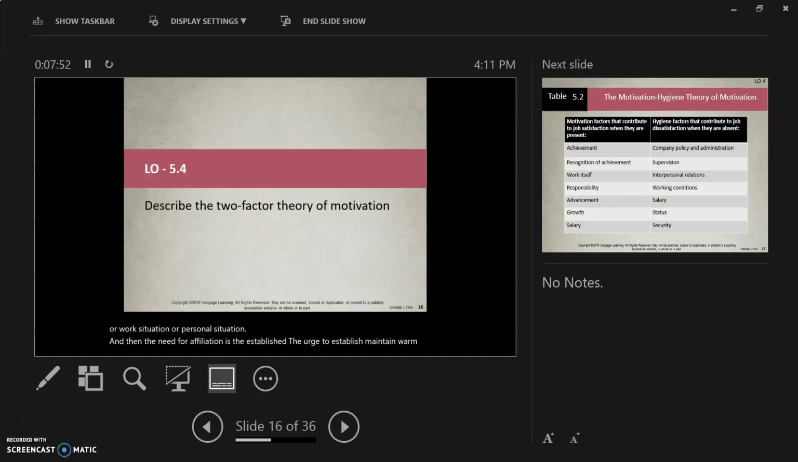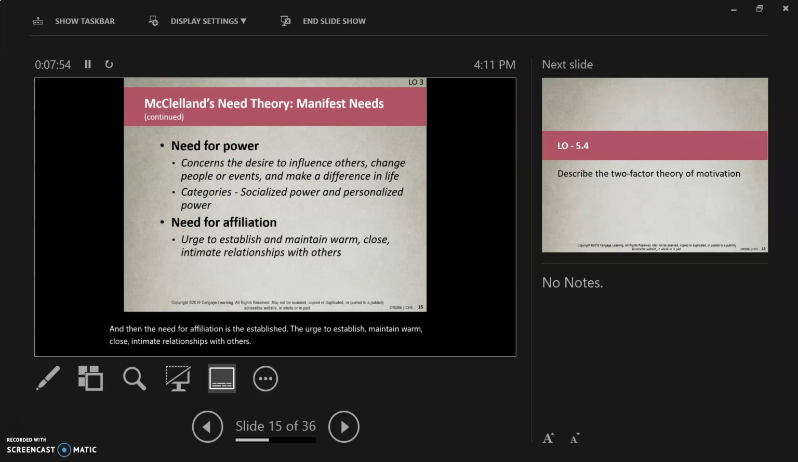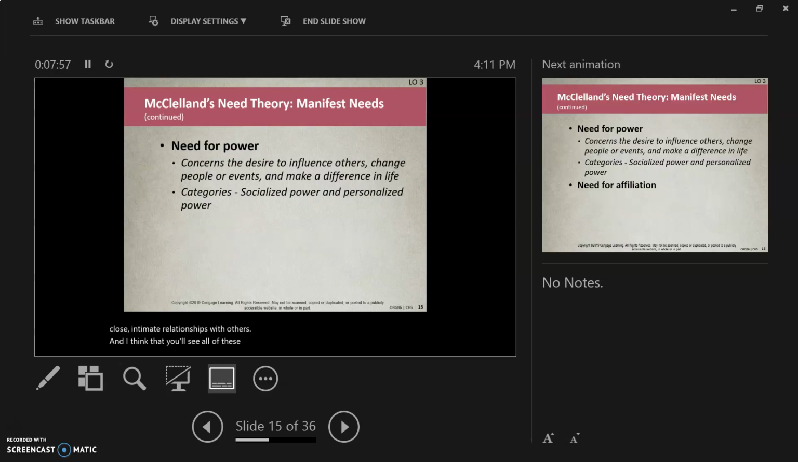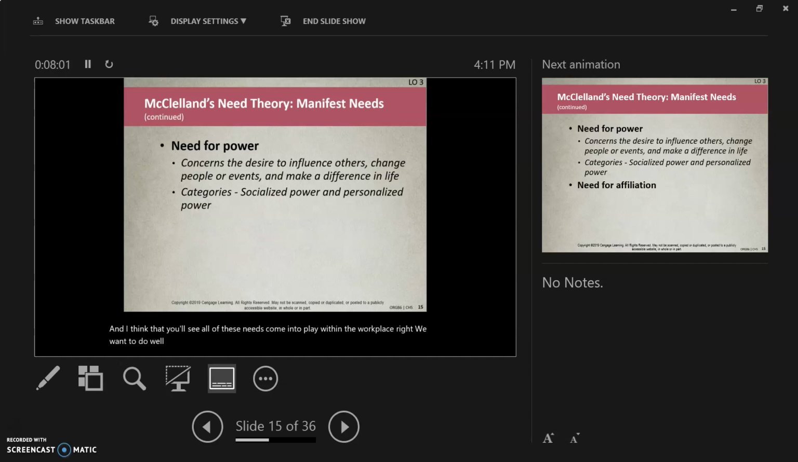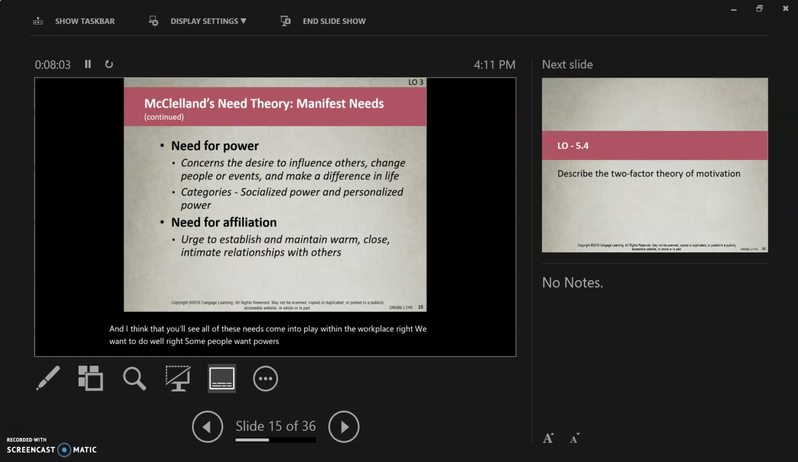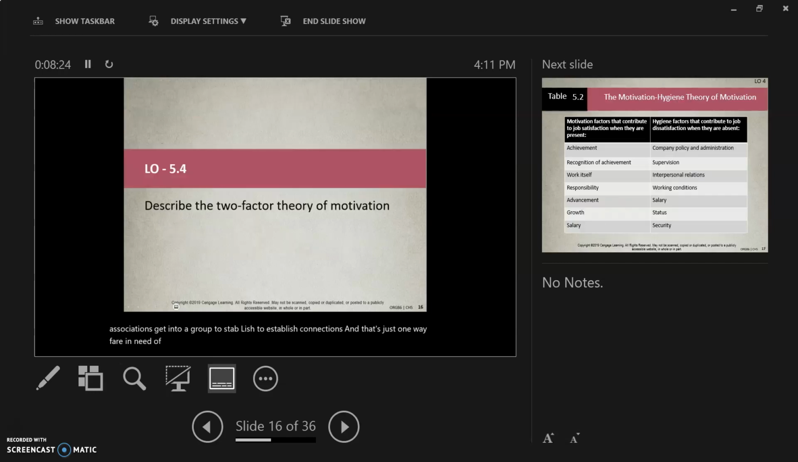And then the need for affiliation is the urge to establish and maintain warm, close, and intimate relationships with others. And I think that you'll see all of these needs come into play within the workplace, right? We want to do well, right? Some people want power, some don't. We want to be part of a group, and all these can be used to motivate individuals within the workplace as well. I've heard of affinity groups where people who have similar hobbies or similar associations get into a group to establish connections. And that's just one way for a need of affiliation to be fulfilled.